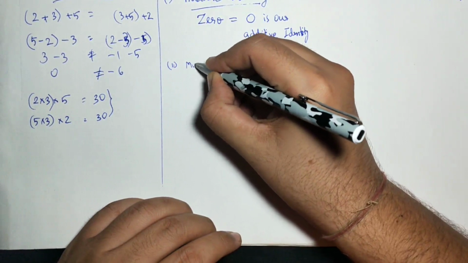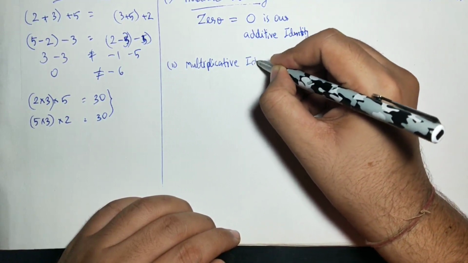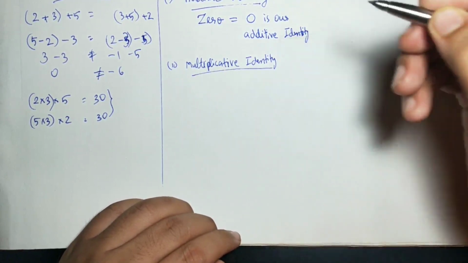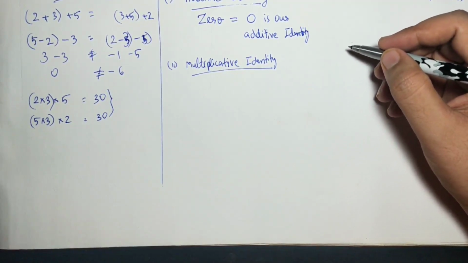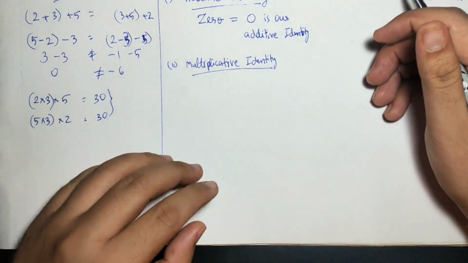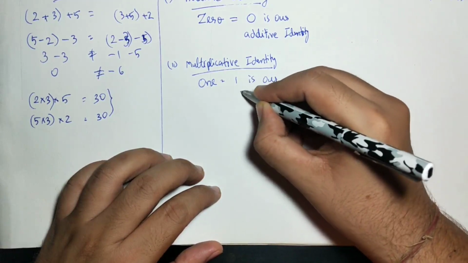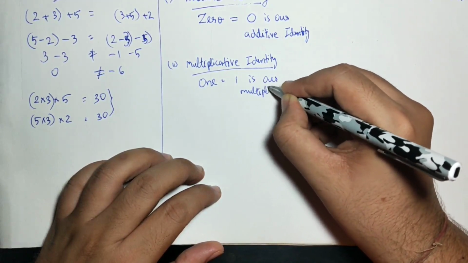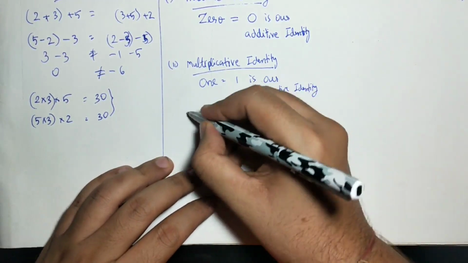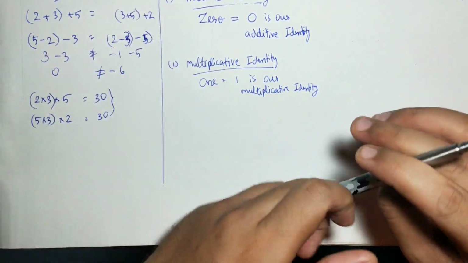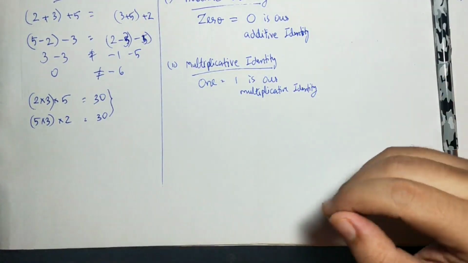Can you guess what will be the multiplicative identity? If you multiply anything with that number, the answer is that number. So 1 is our multiplicative identity. If you multiply anything with 1, the answer is the given number.